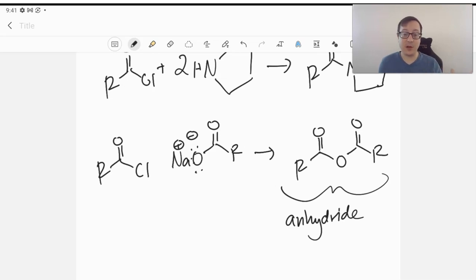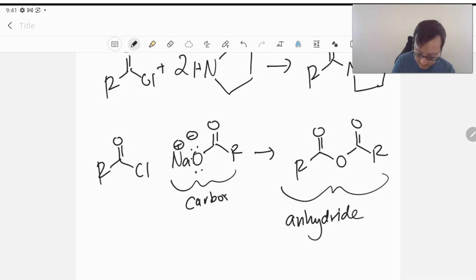So we're going to make an anhydride if we use a carboxylate. Carboxylates, as we know, are formed from acid-base reactions with carboxylic acids. You'd take your sodium hydroxide, react it with your carboxylic acid, now you've got that carboxylate. And you can react that with your acyl chloride, producing what's called an anhydride. That's something we're going to look at next. That's our next functional group of interest in these derivatives.